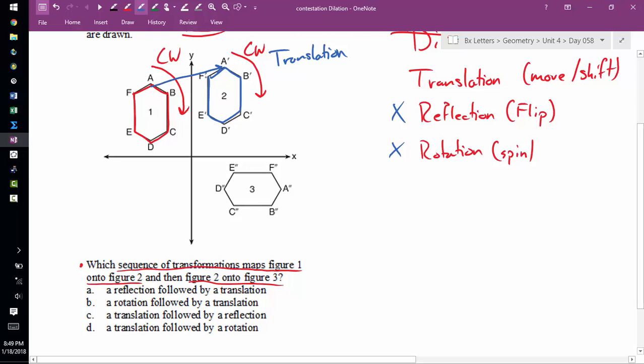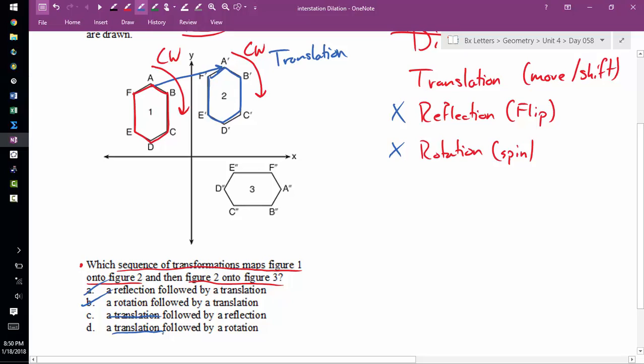It's just sliding every point over. So I can rule out A because the reflection didn't happen first. I can rule out B because the rotation didn't happen first. And that leaves C and D because, yeah, translation definitely happened.